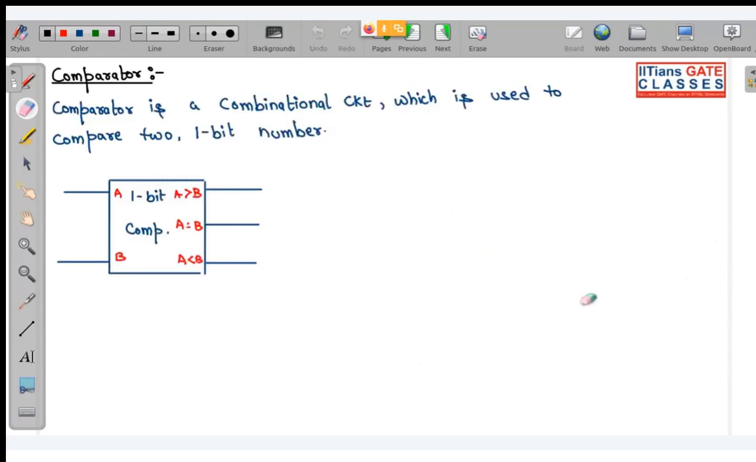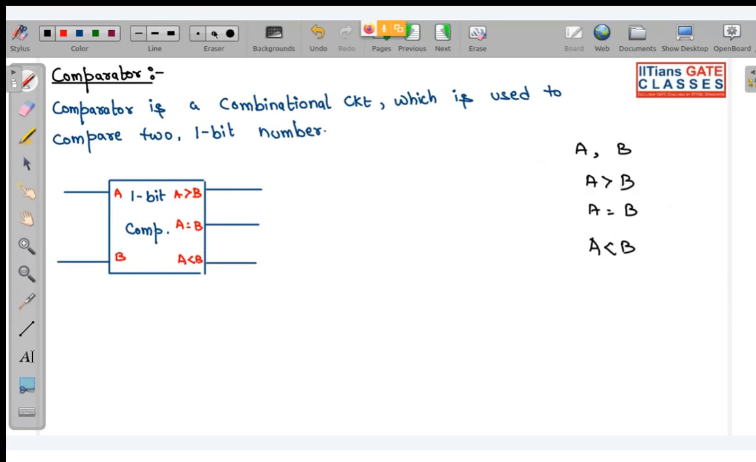Okay, so the next topic is comparator. So what do we mean by comparator? Basically, we have two 1-bit numbers, A and B, that we want to compare. Based on the comparison, we can have three results. Either A can be greater than B, A can be equal to B, or A can be less than B.